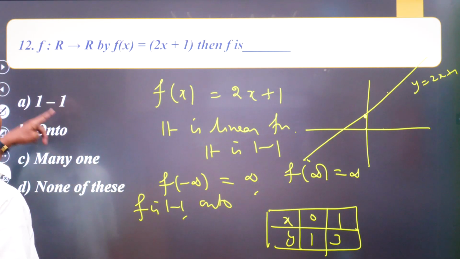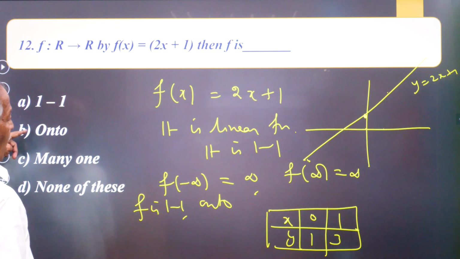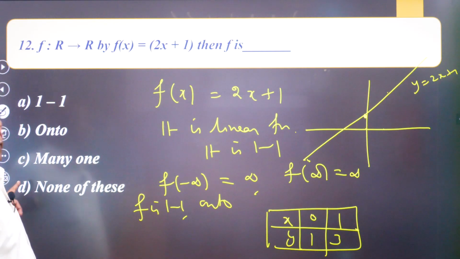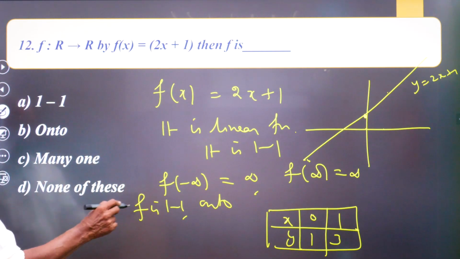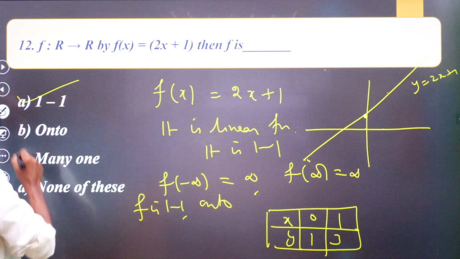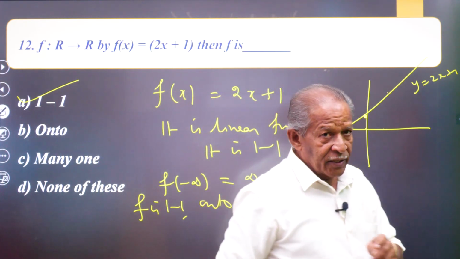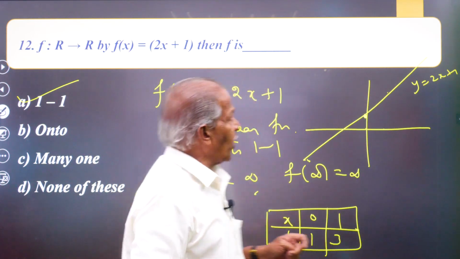Here, it is bijective. One-one is okay, onto is okay, many-one is a failure, none of these is also a failure. Therefore, among these, one-one is the suitable one. That's all. The next one, 13th problem.